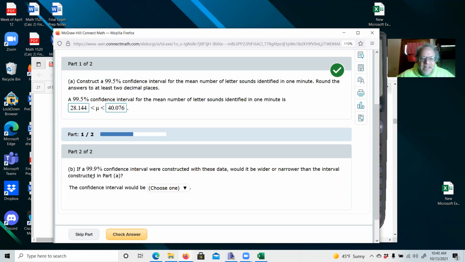If a 99.9% confidence interval were constructed with these data, would it be wider or narrower? Well, the more confidence you have, the bigger target you have. So it would necessarily be a wider interval. Remember, 100% confidence, we can't have that. It's too big. At 100%, you can say it's a number somewhere between negative infinity and positive infinity. So it's going to be a little wider than what we had calculated.